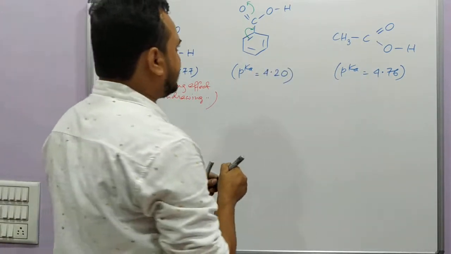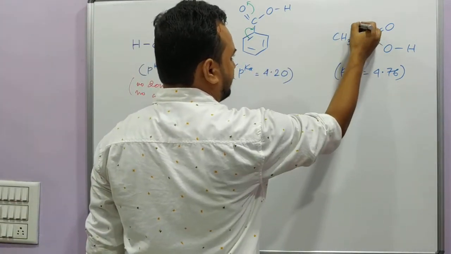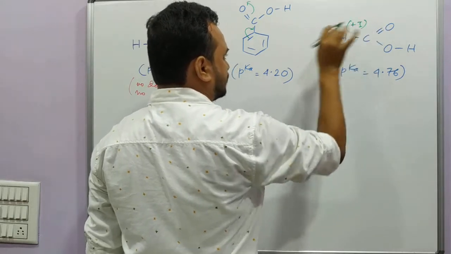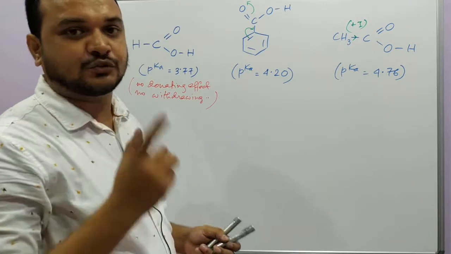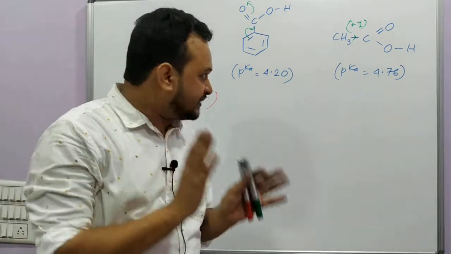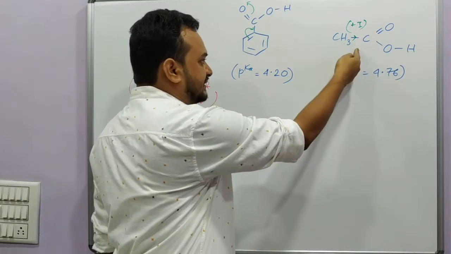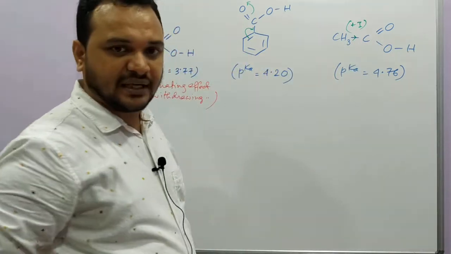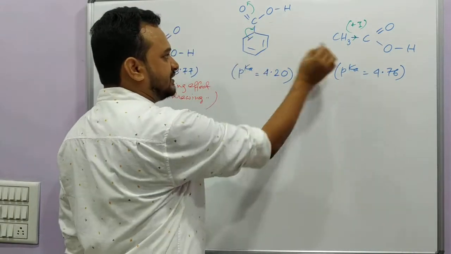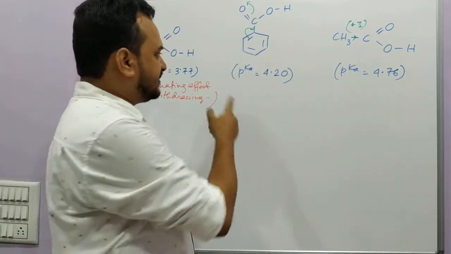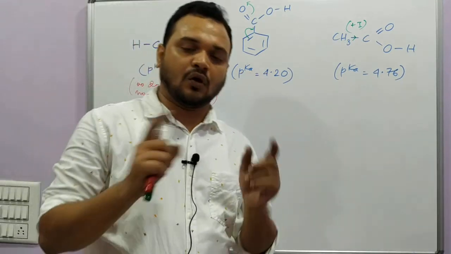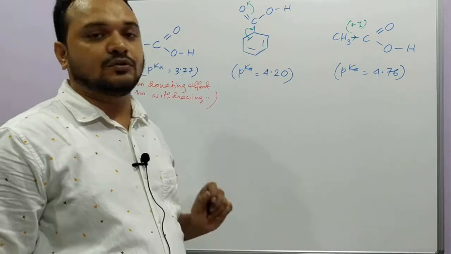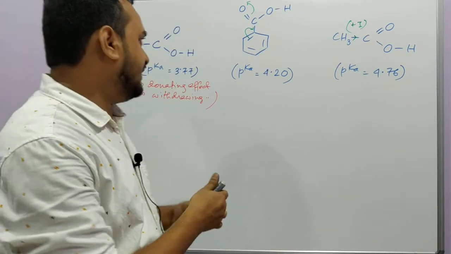So in acetic acid also there is plus I effect. It is also pushing electron density, and we know R effect is always stronger than I effect. So it was expected that acetic acid should be stronger than benzoic acid because it is pushing more electron density than this, but the result is different. Why? Because you have to consider all the factors that are operating simultaneously.